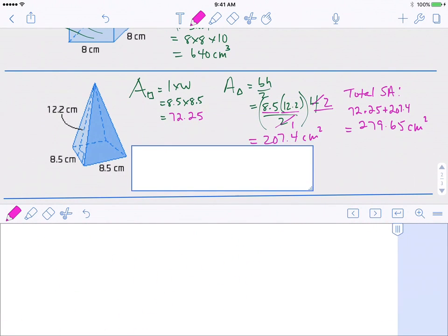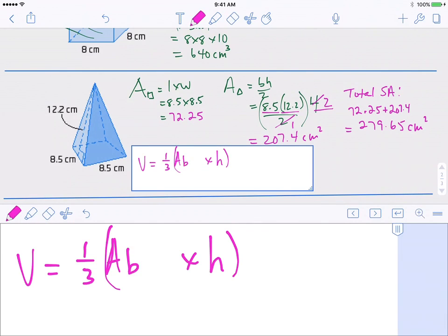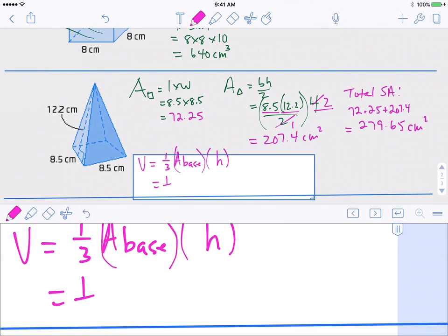The last thing we want to do here is the volume. So the volume, and we remember from the formulas up above, is 1/3 area of the base times height. Sorry for my chicken scratch there. That should be better. So 1/3 area of the base, and the area of the base was 72.25. We have that above, times the height.